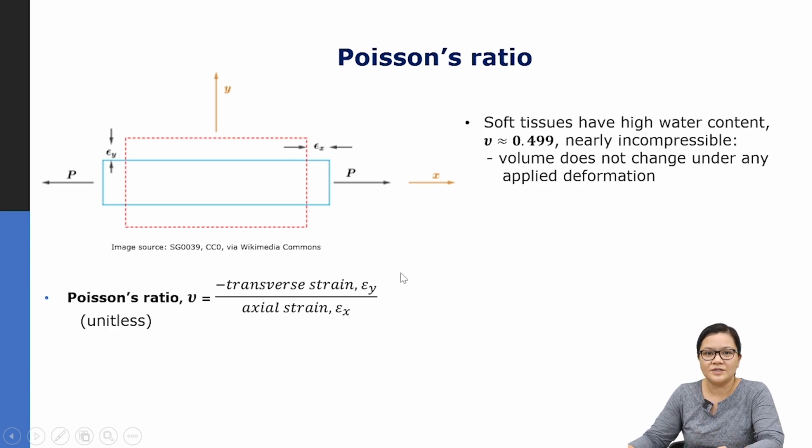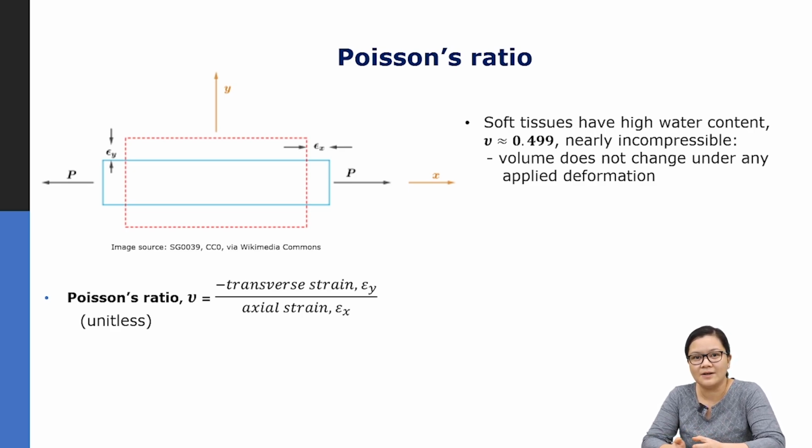And typically soft tissues have a higher water content. So the Poisson's ratio is typically around 0.4999, which is what is assumed. It's considered a nearly incompressible material. What it means to be incompressible is that the volume does not change under any applied deformation. Similar to water, water is incompressible. If you compress water, it will also deform in another direction, but the volume of the water will not change. So tissues are typically assumed as nearly incompressible.